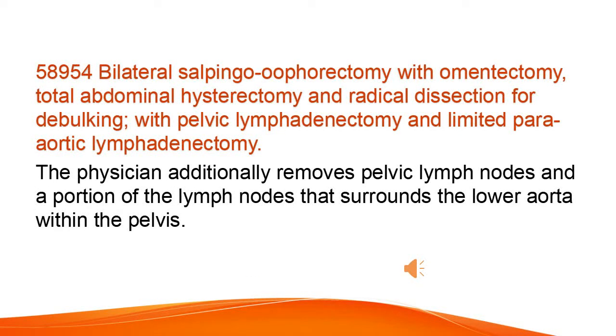Bilateral salpingo-oophorectomy with omentectomy, total abdominal hysterectomy and radical dissection for debulking, with pelvic lymphadenectomy and limited para-aortic lymphadenectomy. The physician additionally removes pelvic lymph nodes and a portion of the lymph nodes that surrounds the lower aorta within the pelvis.